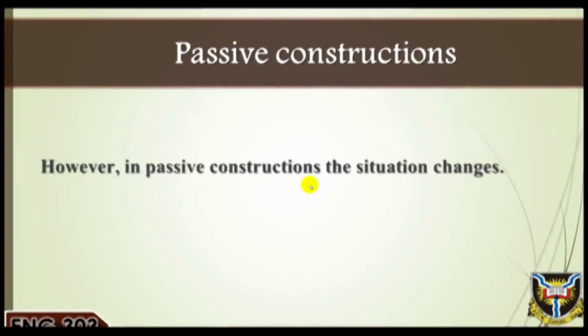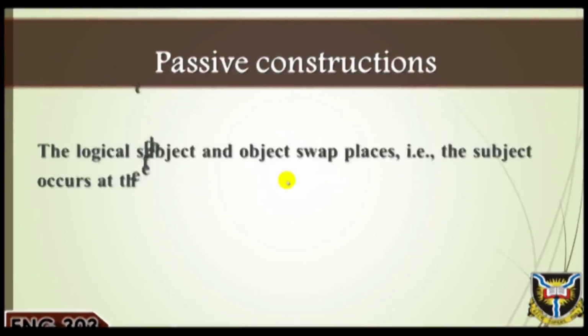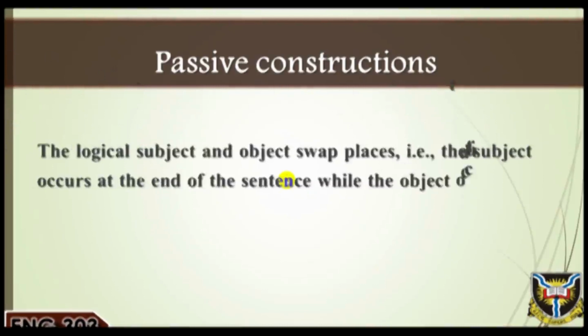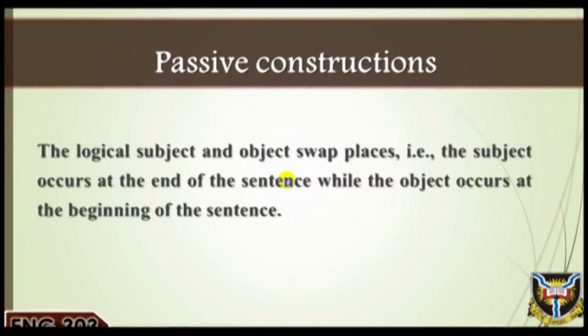However, in passive constructions, the situation changes. The logical subject and object swap places. For example, the subject occurs at the end of the sentence while the object occurs at the beginning of the sentence.